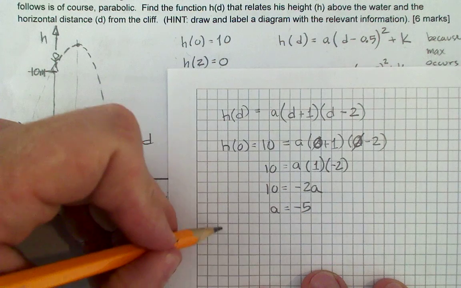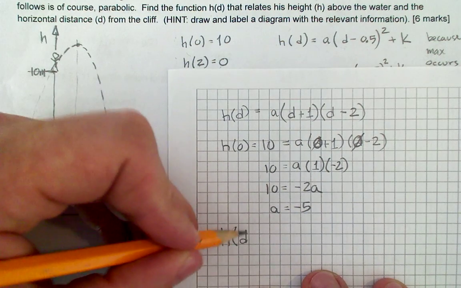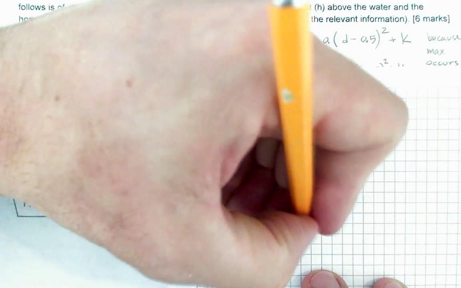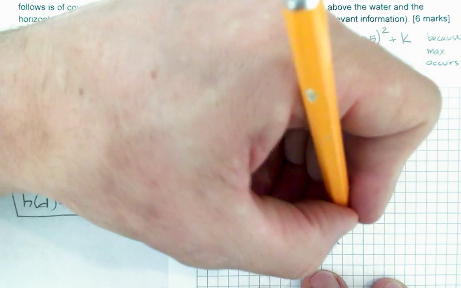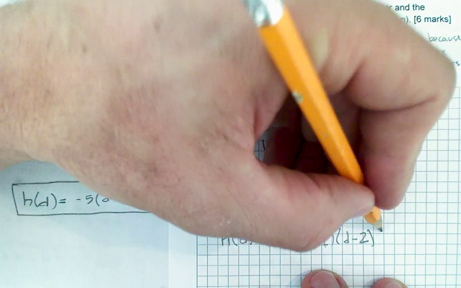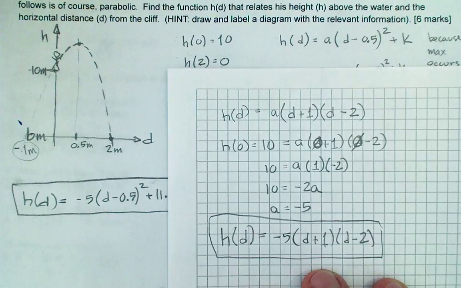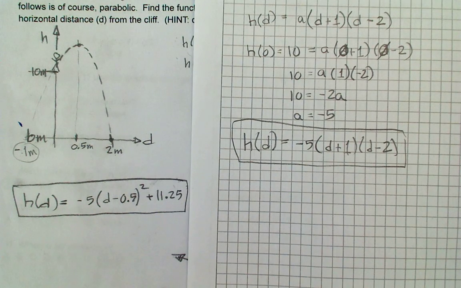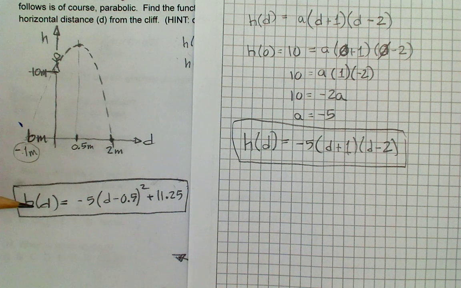And then it's as simple as just writing h of d equals -5 times d plus 1 times d minus 2. And that's a fine relationship right there. We could leave it like that. If you prefer to multiply that out into a standard form, you can do that. And of course, if you complete the square, you could eventually get it into this vertex form as well.